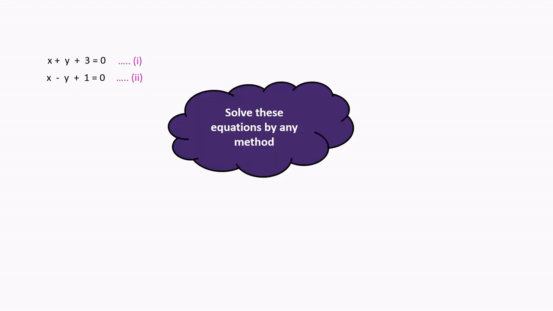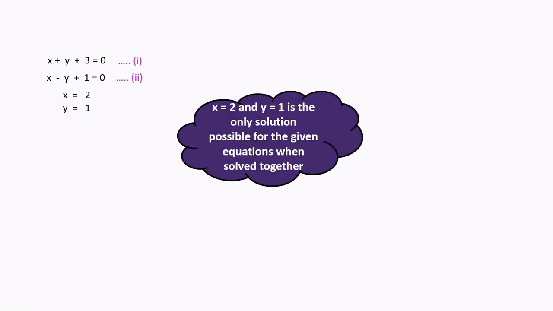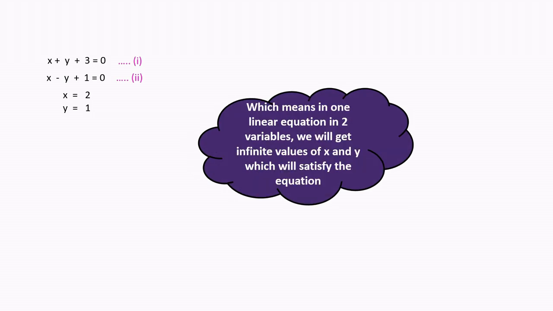Let us now continue our understanding of consistency and inconsistency in a step-by-step manner. We start with the pair of equations x plus y plus 3 equals 0 and x minus y plus 1 equals 0. When we solve these equations together, we get x equals 2 and y equals 1. This means both lines intersect at one point. So, this system has a unique solution and is called consistent. Also remember, each equation individually has infinitely many solutions, but together they give only one common solution.